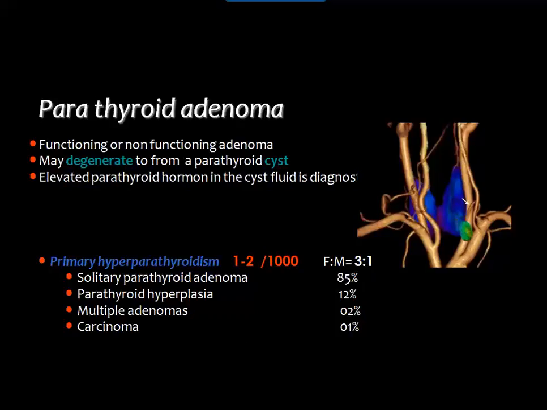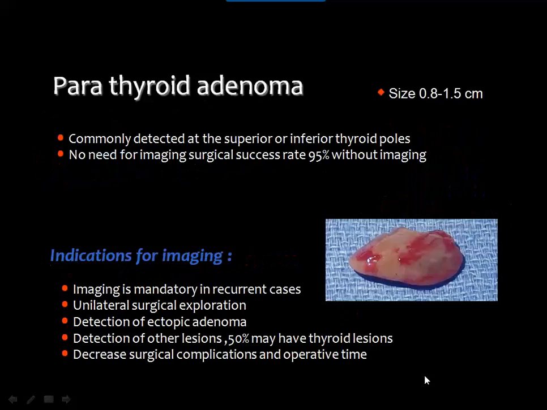Then parathyroid adenoma may degenerate to form a parathyroid cyst, which is not commonly seen in clinical practice. For hyperparathyroidism, the incidence is about 1 to 2 per 1,000, and it is more common in females compared to males. The most common cause of hyperparathyroidism is the parathyroid adenoma, and also parathyroid hyperplasia, multiple adenomas in about 2% of the cases, and carcinoma, which is extremely rare, in 1% of the cases.